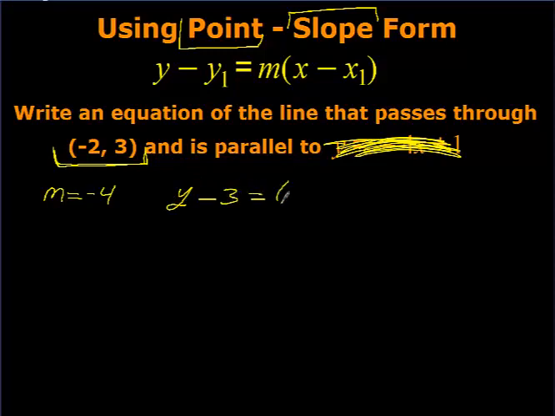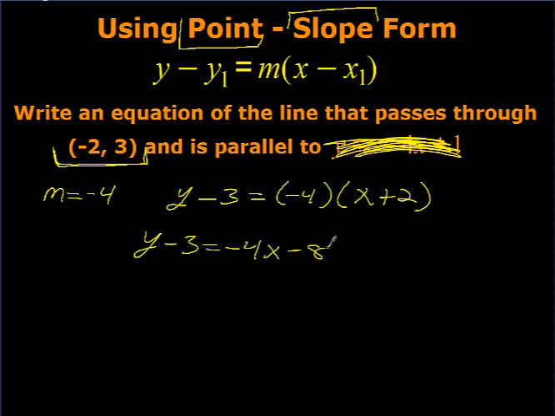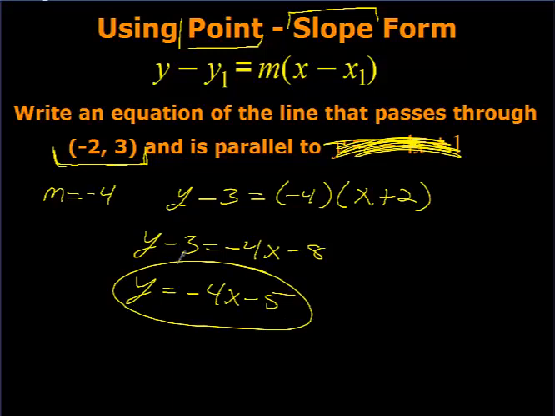y minus 3 equals negative 4 times x plus 2, because that's minus a negative, which goes plus. So distribute. Okay, so now how do you get y by itself? Okay, so y equals negative 4x minus 5. And that equation will pass through (-2, 3), and it has the exact same slope as my original line, which means that these lines will, in fact, be parallel.